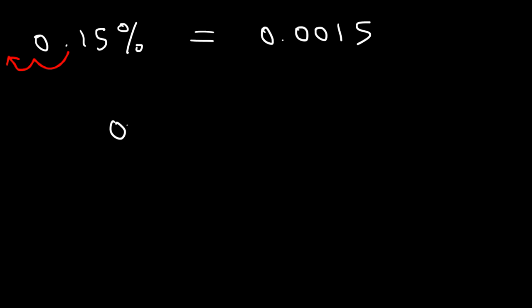If you move it 2 spaces to the left, this is 1, this is 2. So make sure you fill in another 0. So the decimal point is now right here. So there's 2 zeros in front of the 1.5. So that's 0.15%.